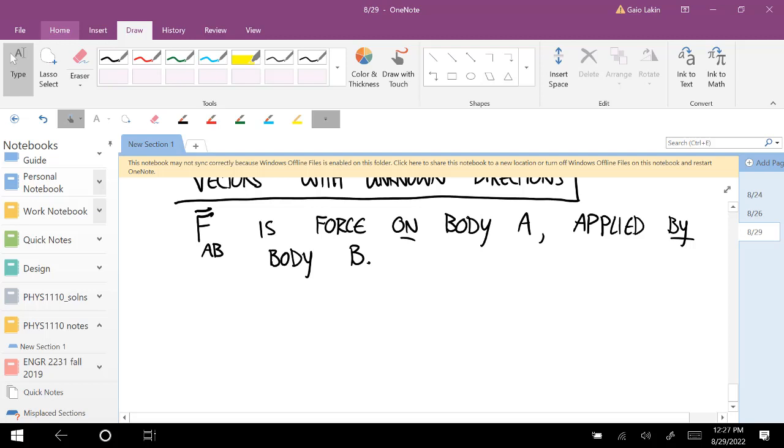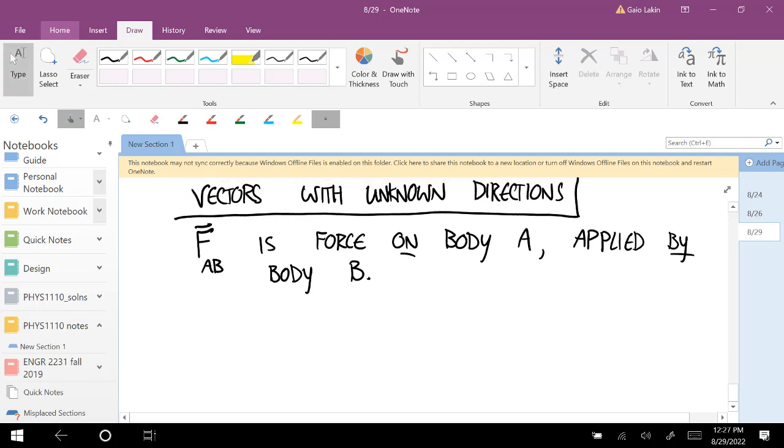This also is the case for couples. Why is this useful? It's nice because it makes Newton's third law really easy to use.